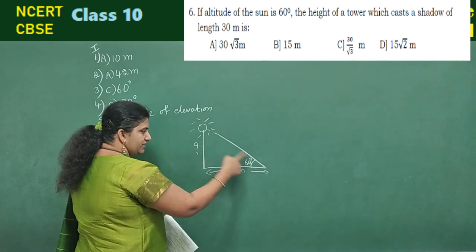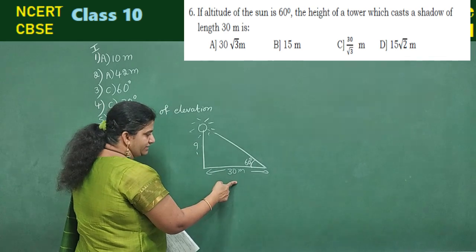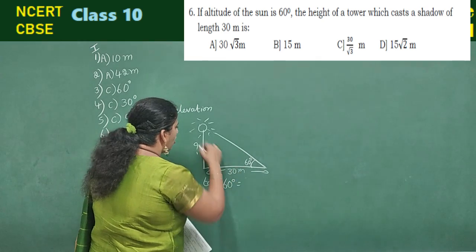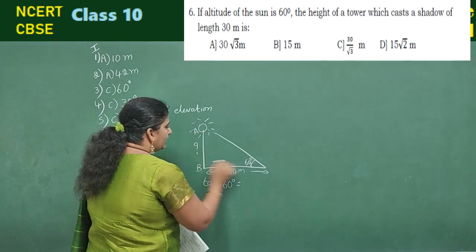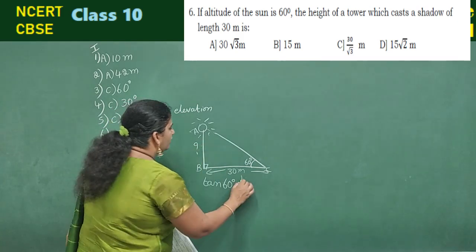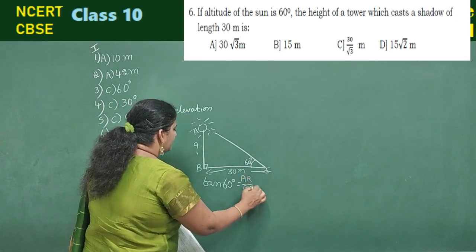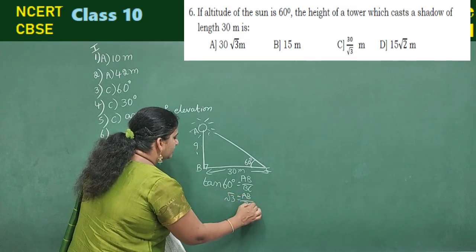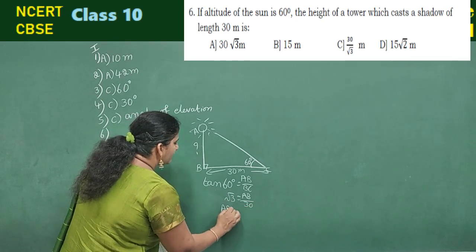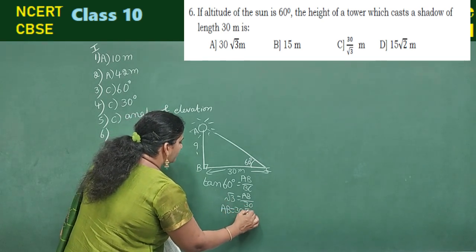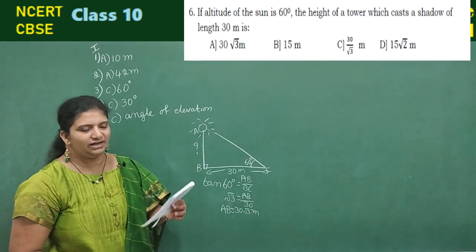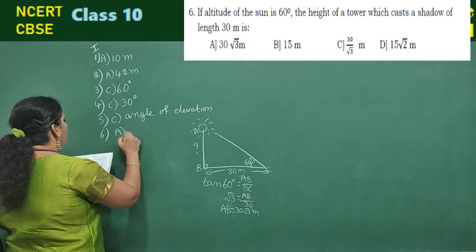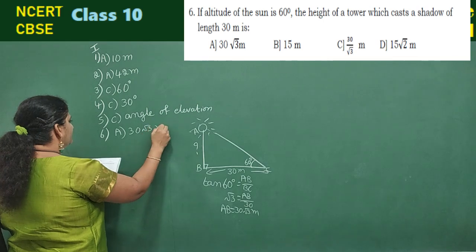See, observe the angle is here. We need to find opposite. We know adjacent. Which ratio? Again tan theta. Tan 60 is equal to opposite, we don't know. Let me write other letters, perpendicular AB by BC. Tan 60 value is root 3. BC is 30. Send this side. AB is equal to 30 root 3 meters, the height of the building. Observe which option is right here. Option A, 30 root 3 meters.